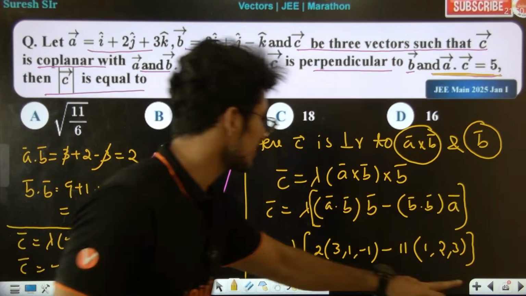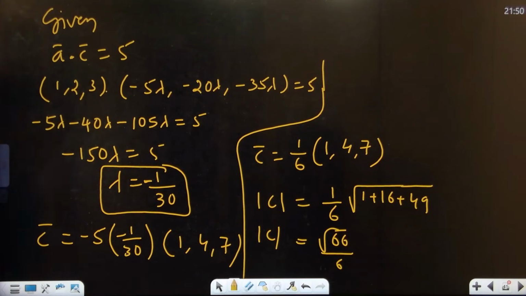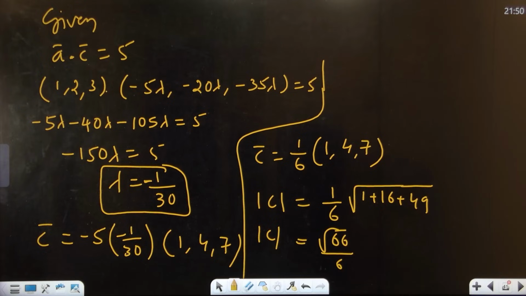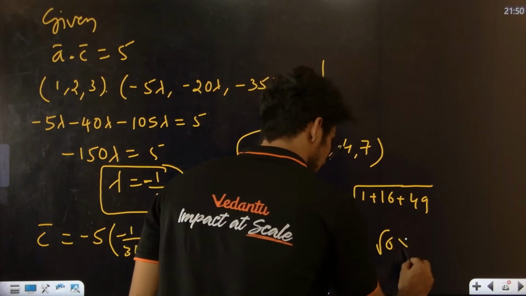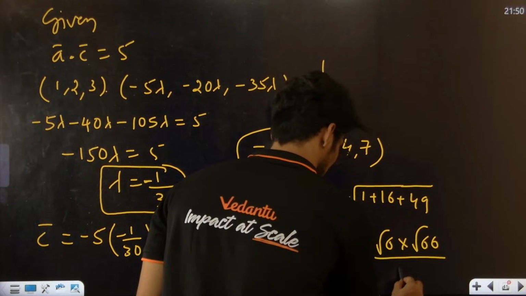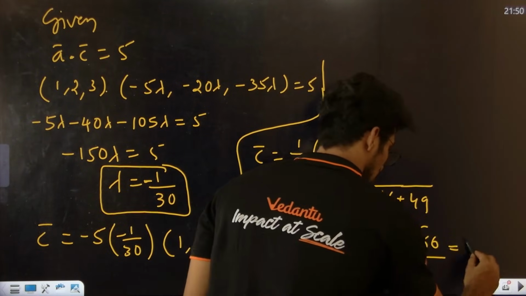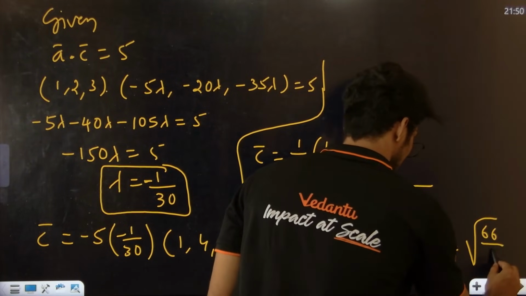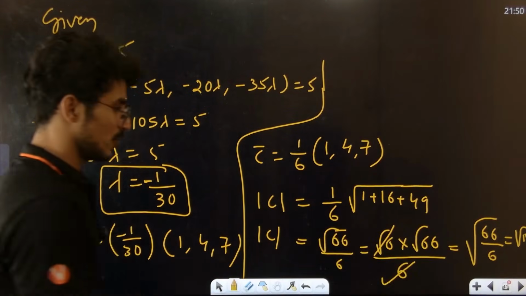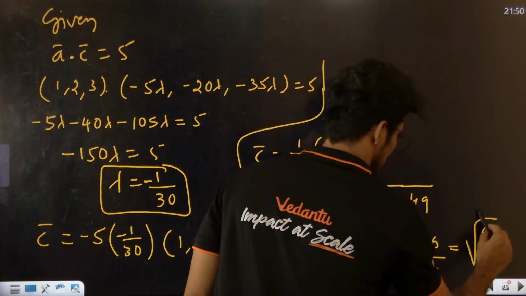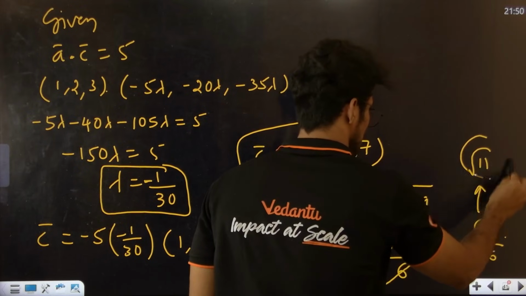So we need to manipulate this. How do we manipulate it, sir? Tell me. Root 6 into root 66, this cancels. So root 66 by 6, which is root 11. You can see this, right? So let me write here root 11. This is the final answer.